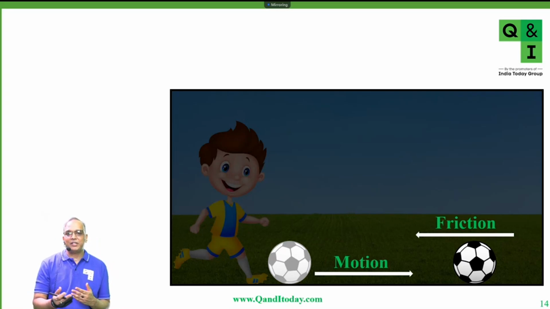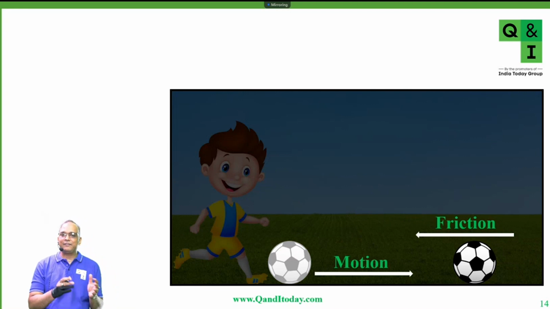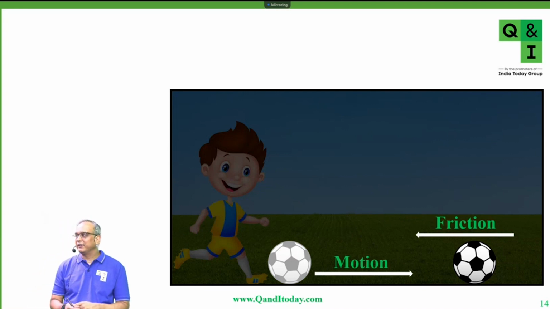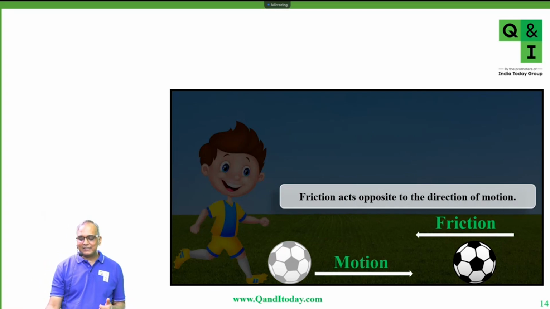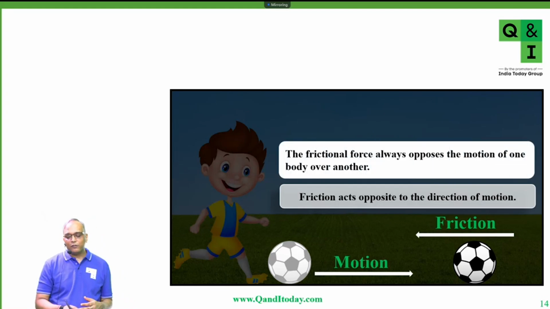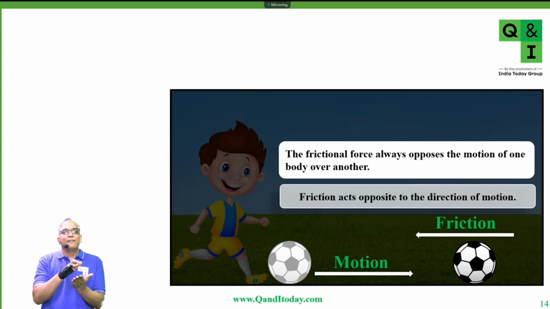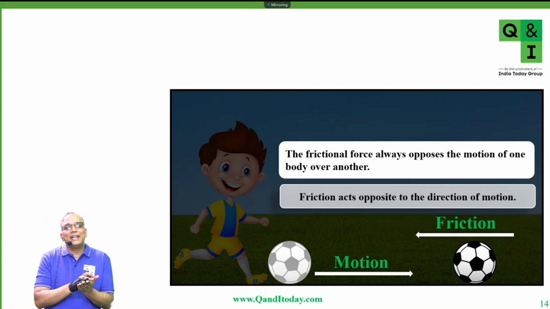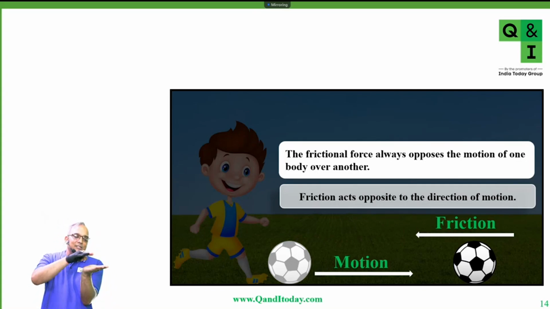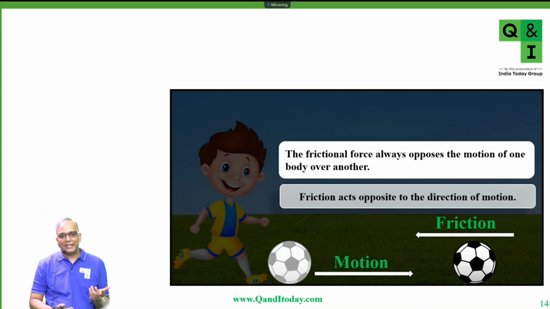The second chapter in your book is friction only. After force and pressure in physics, you have to study about friction. So friction is opposite to the direction of motion. Frictional force always opposes the motion of one body over another. Whenever there is a relative motion between two bodies, friction will always act to oppose that relative motion. Relative motion means when this body is moving over this body towards, let's say, the right, then the friction will be in the opposite direction, that is towards the left.